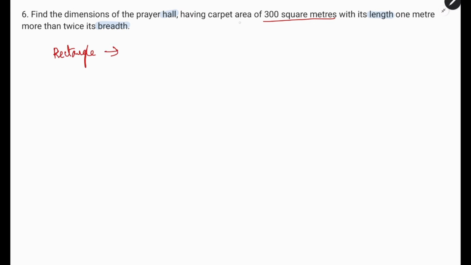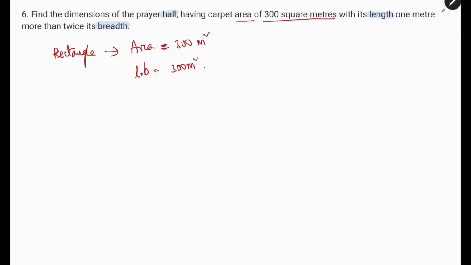Okay, here it is told the area is 300 square meters. Area is 300 meter square. Now what is the area of a rectangle? It is length into breadth. Length into breadth equal to 300 meter square.